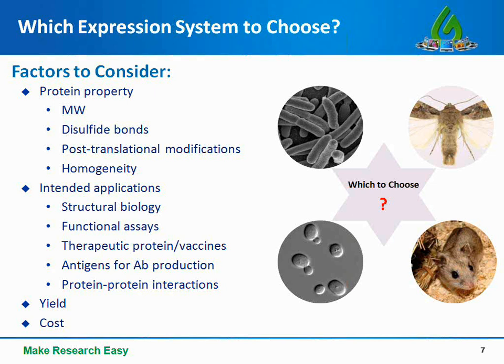When you choose an expression system, please make your decision by combining all these factors. First, on the protein property side, you need to consider the molecular weight of the protein, the number of disulfide bonds, whether the protein is subject to post-translational modifications, and whether you need homogeneous protein expression. Secondly, you need to consider the intended application of the purified protein. Is it for structural biology studies, functional assays, used for therapeutic purpose, or as antigen for antibody production, or for protein-protein interaction studies? Protein property and its intended applications are equally important when choosing an expression system.